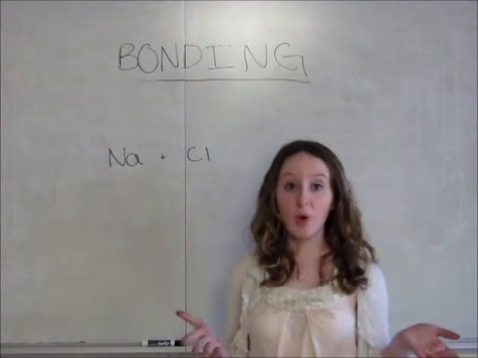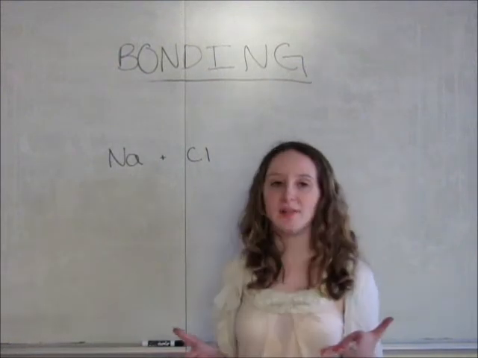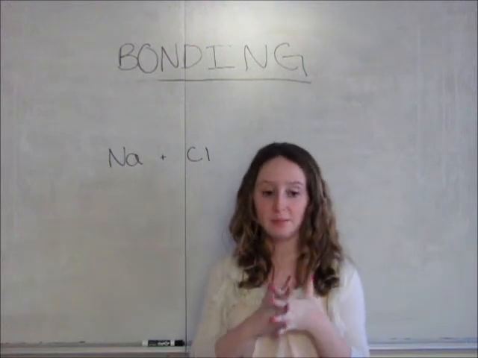Elements in the periodic table all want to be stable. They want to have a stable 8 electrons, but they don't all have 8 electrons, so they bond with other atoms in order to become stable.